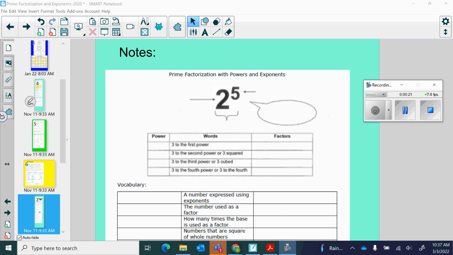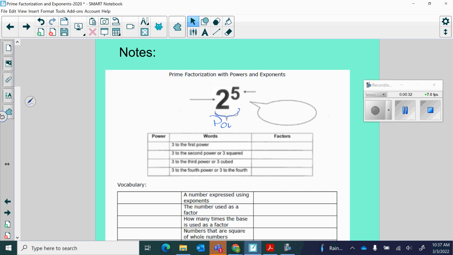When we talk about exponents, most of the time you think of this entire picture as an exponent, but it's not. This whole thing is actually called a power. So what you normally think of as an exponent, we actually are thinking of as a power. Now, the power is made up of two pieces.